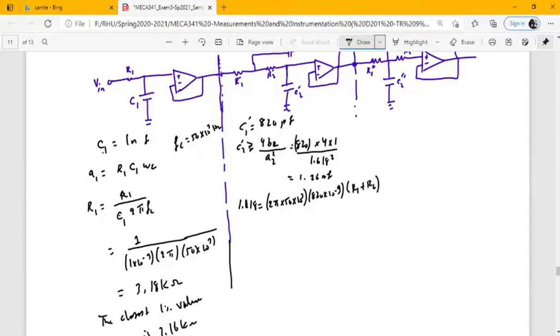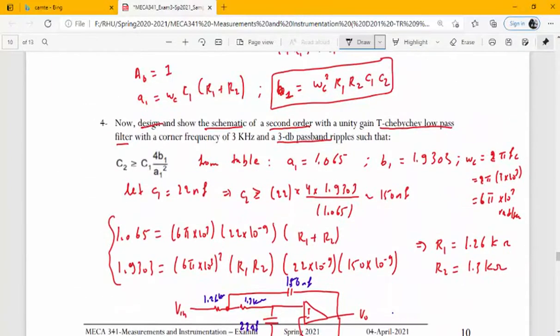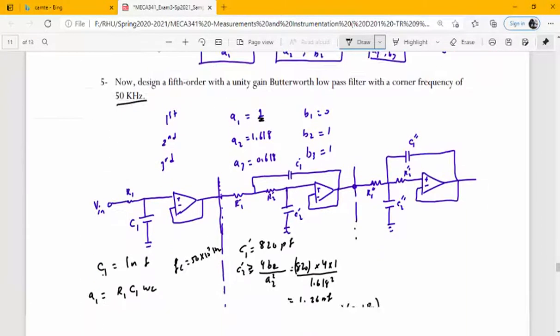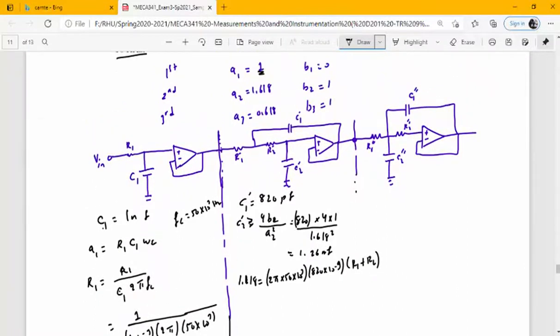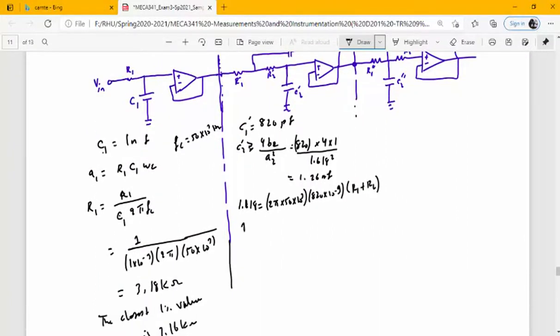And the second one is B2, equal to omega c square R1 R2 C1 C2. And B2 is equal to 1. So B2 is equal to 1, omega c squared R1 R2 C1 C2, which is 1.26 times 10 power minus 12. You have two equations and two unknowns. You can solve and verify.